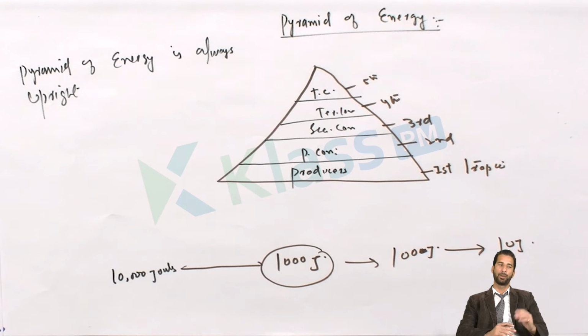Primary consumers feed upon the producers, and secondary consumers feed upon primary consumers, and tertiary consumers feed upon the secondary consumers, and top consumers feed upon the tertiary consumers. With the help of examples, I have explained it with reference to the plants, and next the grasshopper, and then the frog, and then the snake, and then the hawk.